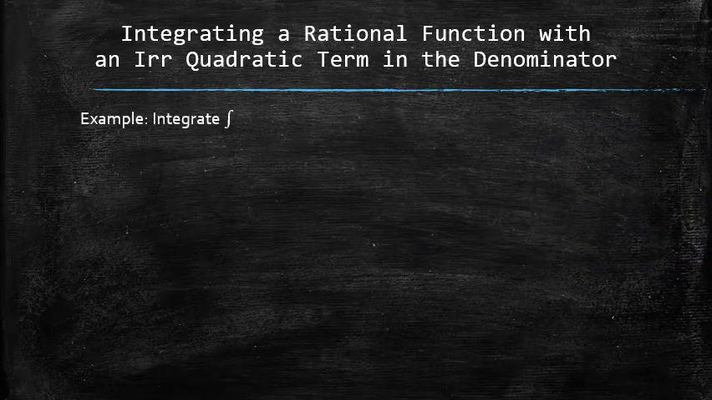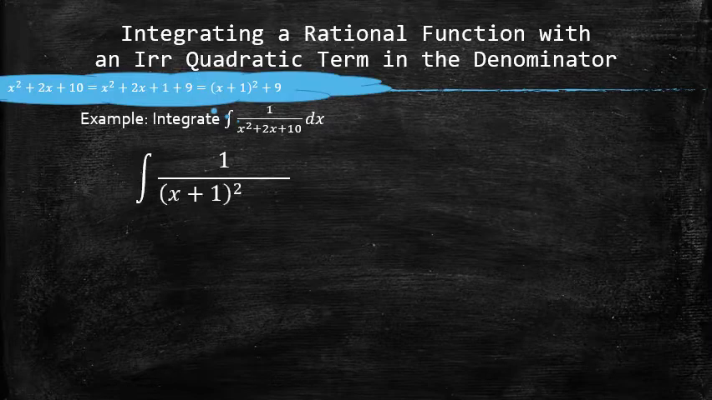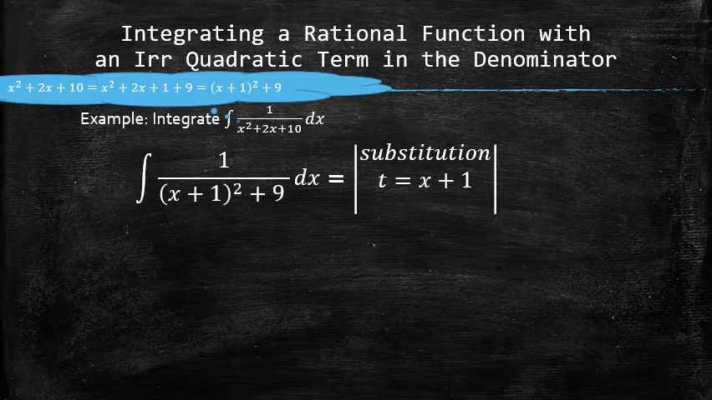Let's do an example. We complete the square in the denominator and then we set up a substitution by setting a new variable, let's say t, equal to x plus 1, and expressing dt in terms of dx.